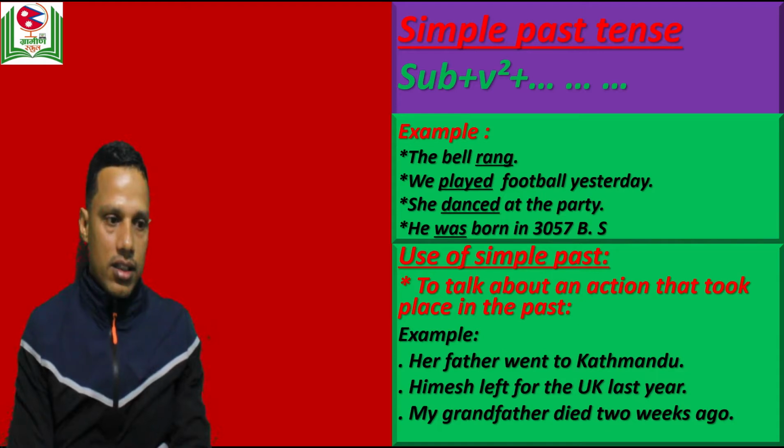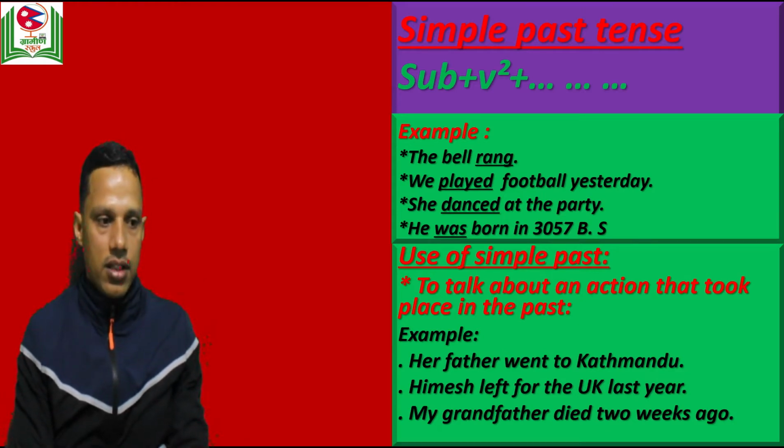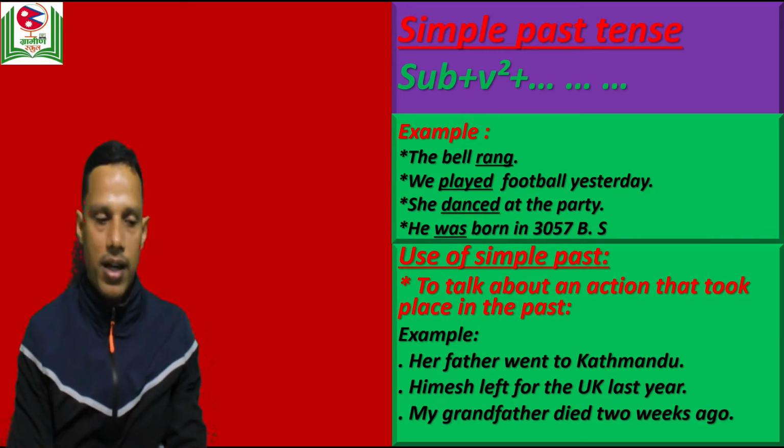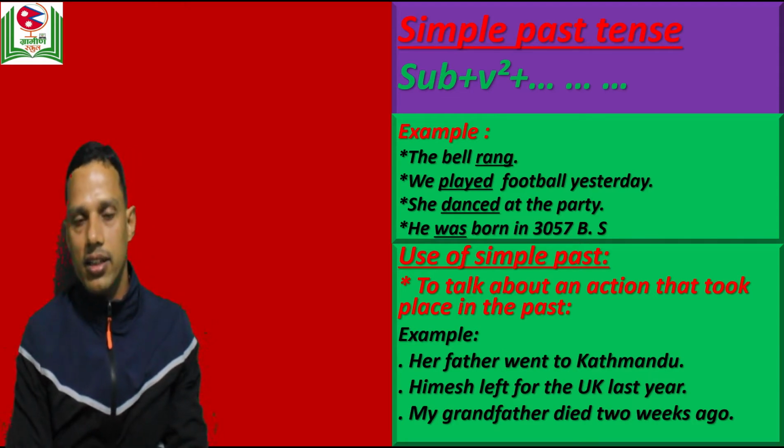Now the next type of tense we have is past tense. Under past tense we have four categories. They are simple past, past continuous, past perfect, and past perfect continuous. Now first of all we are talking about simple past. Can you tell me the structure for this?